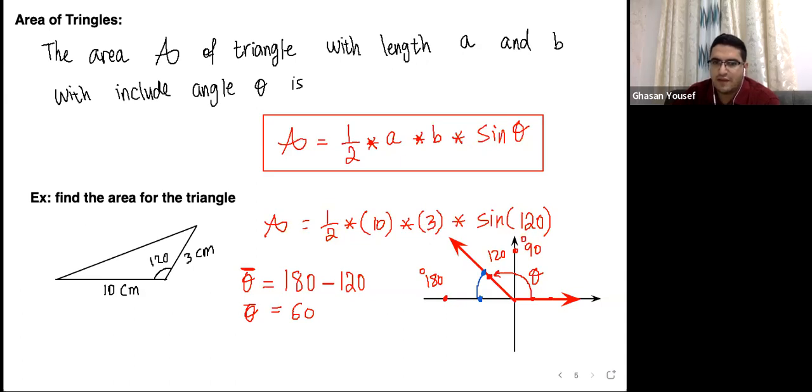So now I can find the value of the sine of 120. The sine of 120 equals positive sine of the reference angle. The reference angle is 60. So this is equal to positive sine of 60. You have to go back to the table. You have to memorize the table. What is the sine of 60?